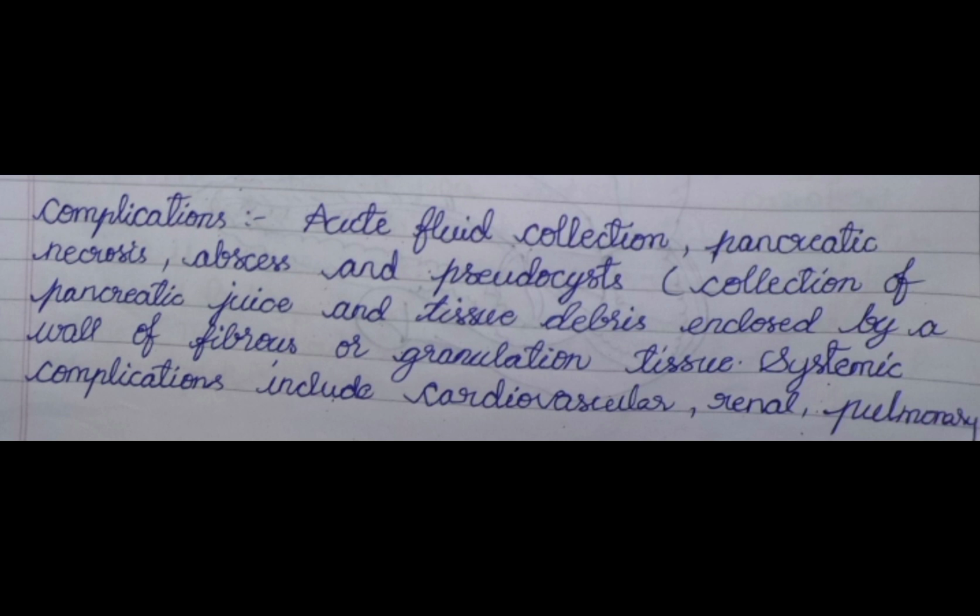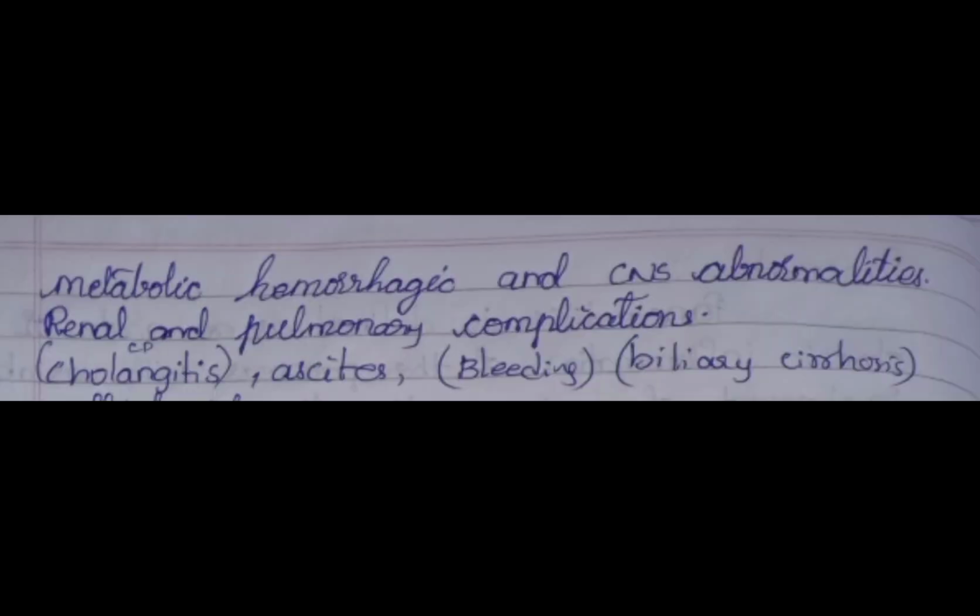Complications of pancreatitis include acute fluid collection, pancreatic necrosis, and pseudocyst, that means collection of pancreatic juice and tissue debris enclosed by a wall of fibrous or granulation tissue. Systemic complications include cardiovascular system, renal system, pulmonary system, and CNS abnormalities; renal and pulmonary complications may occur.